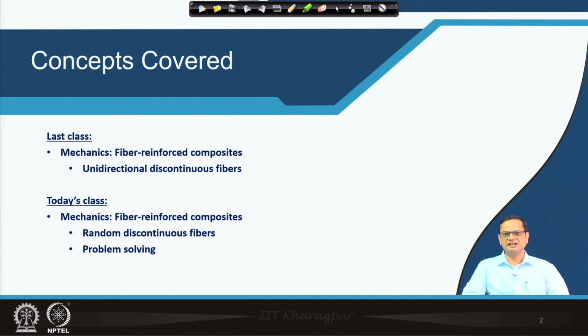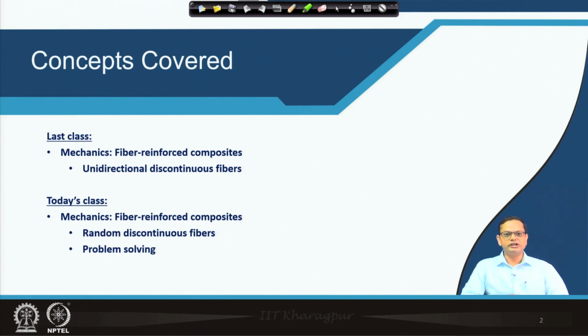Those aspects we have discussed in the last few classes, and then we moved from continuous fiber to discontinuous fiber, that means short fiber. There we discussed unidirectional discontinuous fiber. That means the fibers are short, not continuous, but they are unidirectional in the sense that they are mostly aligned to the direction of longitudinal loading.